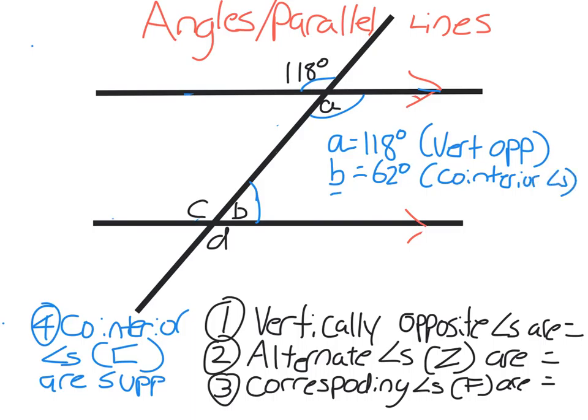Okay? Now C, I could find it a few ways. It's supplementary to B, or I can say that it must equal A, which is 118 degrees, because it's actually alternate, because they make the Z shape.